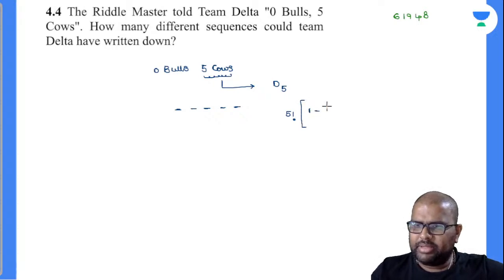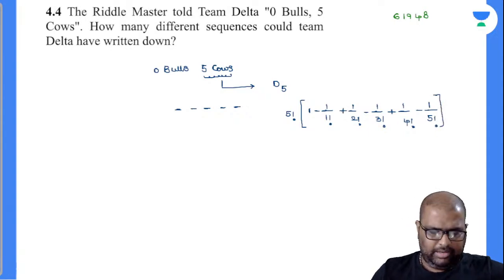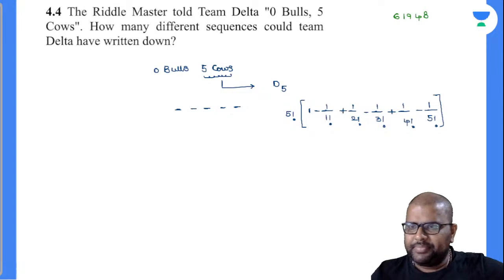1 minus 1 by 1 factorial. You have done the same question now, plus 1 by 2 factorial, minus 1 by 3 factorial, plus 1 by 4 factorial, minus 1 by 5 factorial. Done. So the LCM is 5 factorial.